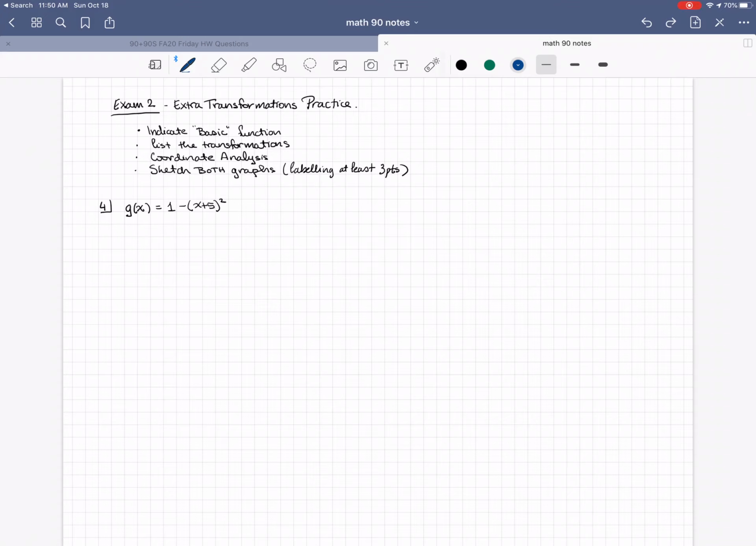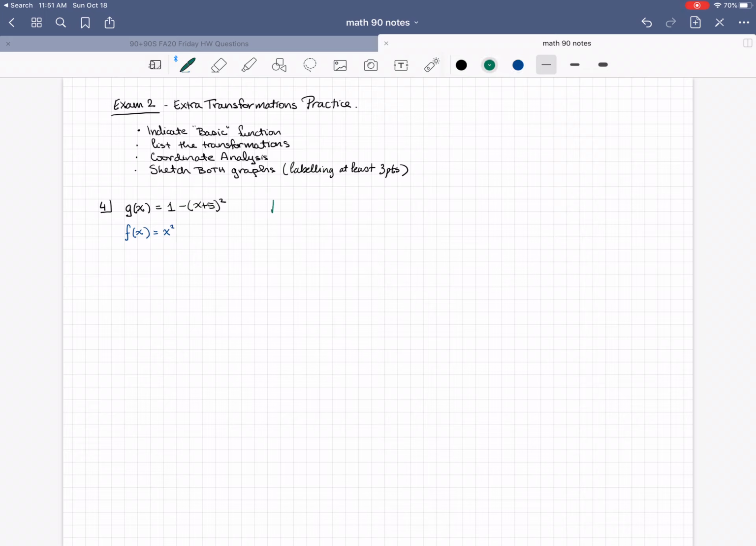Here's the fourth problem. Same exact instructions. The transformed function in this case is 1 minus quantity x plus 5 squared. So we can see that we're squaring things here. That immediately tells us our basic function was the squaring function, x squared.